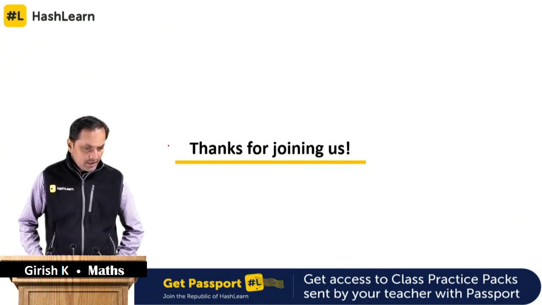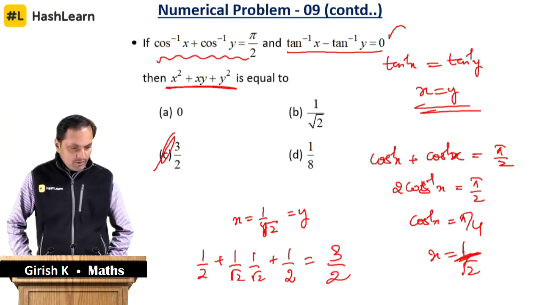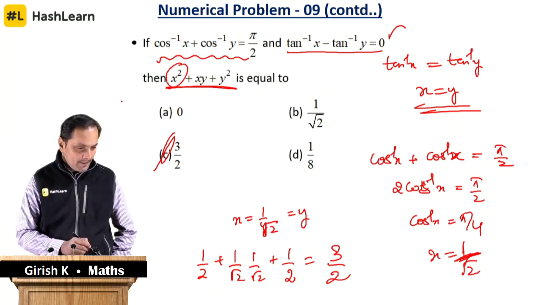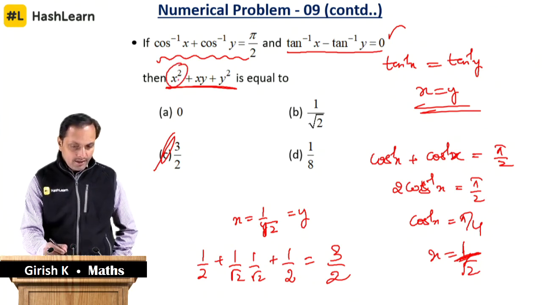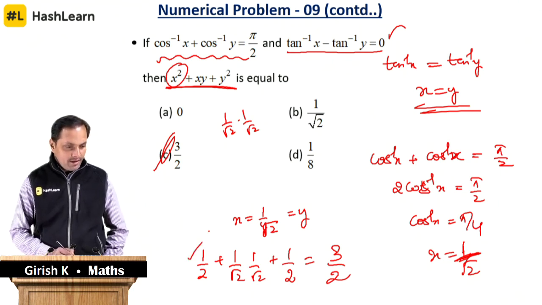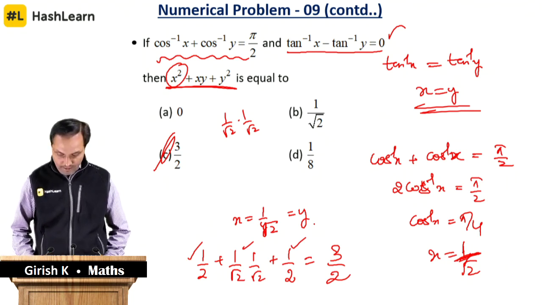Yes, Himanshu. Last step. You did not follow the last step. What was the last step? I am just substituting x square. Okay, x square, that is 1 by root 2 into 1 by root 2. That will give you 1 by 2 here. So this is also 1 by 2. That is also 1 by 2. That should give you 3 by 2. Fine. Okay.